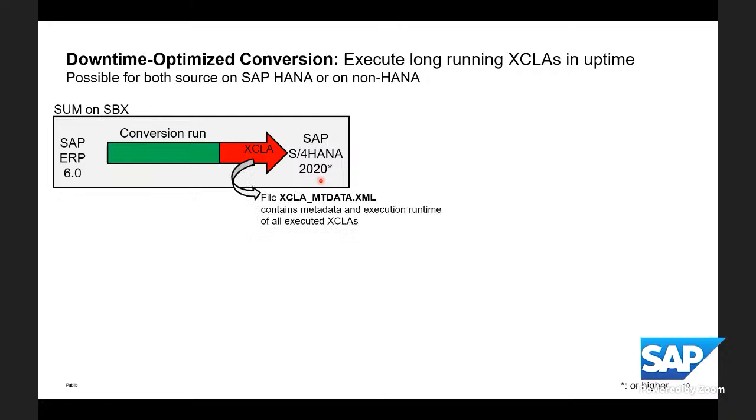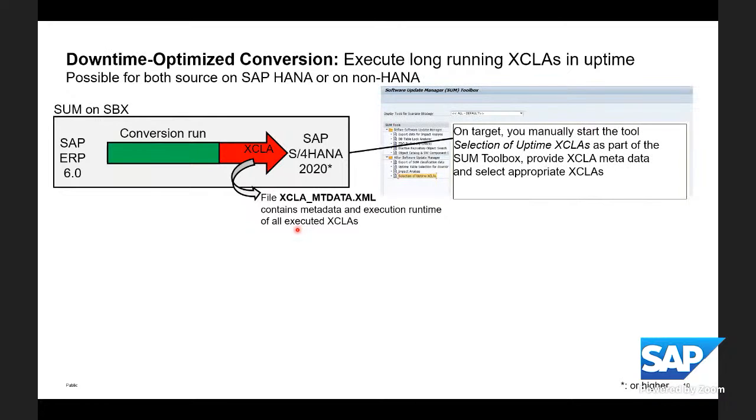After you have done the run, the tool will provide a metadata file, an XML document, which contains the metadata and especially the execution runtimes of all those XCLA parts that have been executed by the software update manager. So that is the information which XCLAs have been executed and what is the runtime. And now you start a tool that supports you in selecting those XCLAs that are able to be moved to uptime processing. And this tool is the software update manager SUM toolbox, which meanwhile collects lots of parts that support you, especially also for downtime optimized conversion.